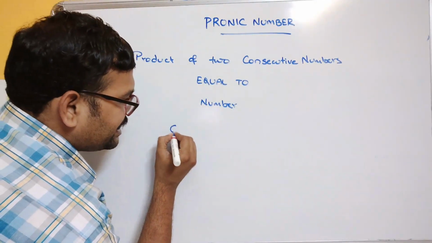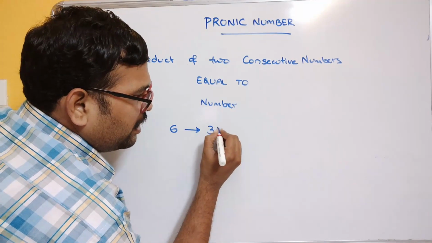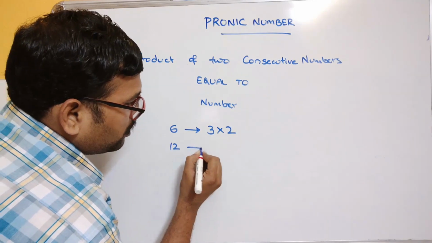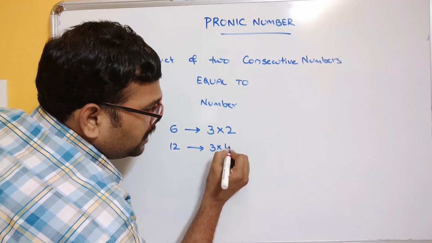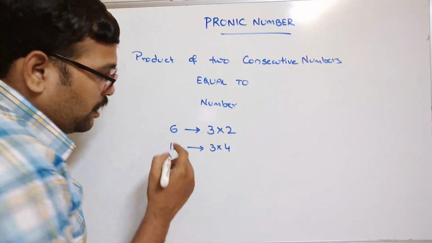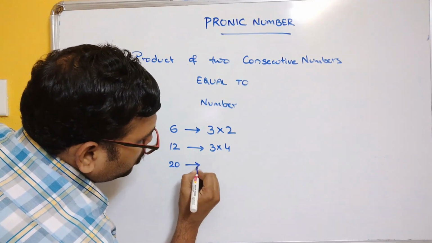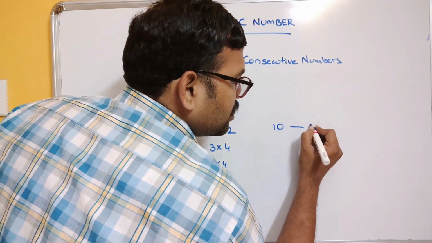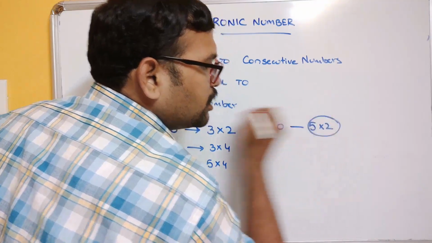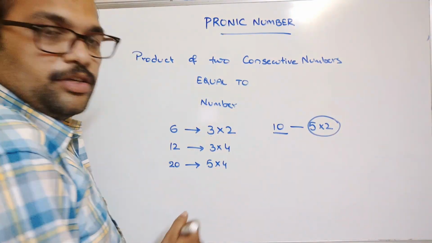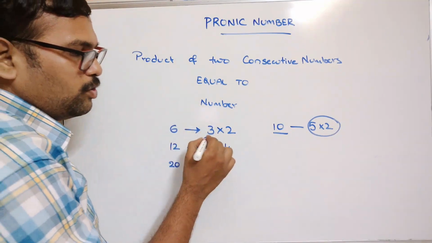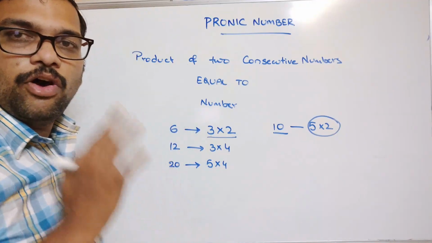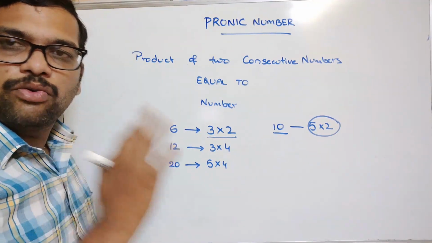For example, if you consider 6, so 6 is nothing but 3 into 2, so that means consecutive numbers. So if you go with 12, so 3 into 4, it's also consecutive numbers, right? And 20 is also 5 into 4, right? Coming to 10, this is nothing but 5 into 2, these two are not consecutive numbers, so this is not a Pronic number. Whereas if the number is equal to a product of consecutive numbers, we will call it a Pronic number. So how to find this number, I mean how to write the logic?